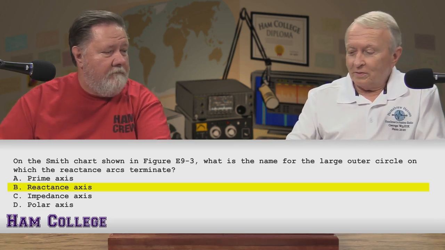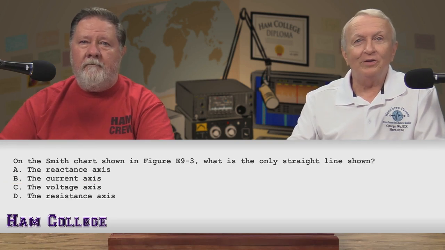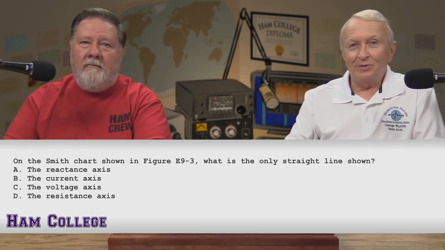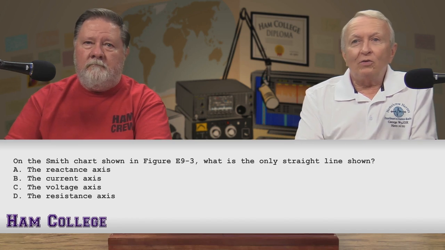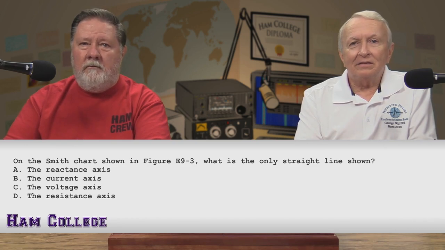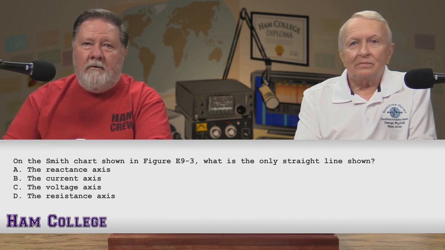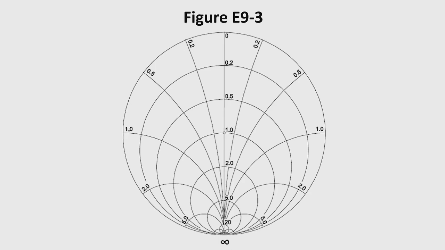Well, I got another one. Okay. And this one will be your opportunity to redeem yourself. On the Smith chart shown in figure E9-3, what is the only straight line shown? A, the reactance axis. B, the current axis. C, the voltage axis. Or D, the resistance axis.